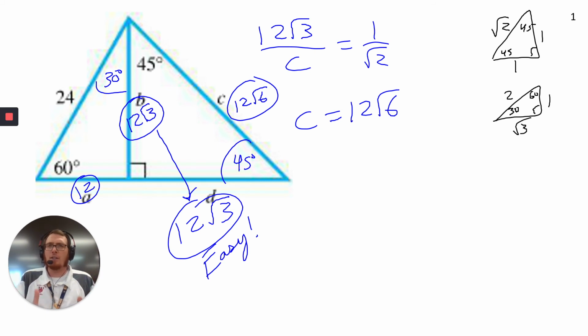Your answers here are always in radical form. Most of your calculators don't work with that as well, so you want to make sure that you're working on these things kind of systematically in order to find the answers, and cross multiplying is probably a good route for that.